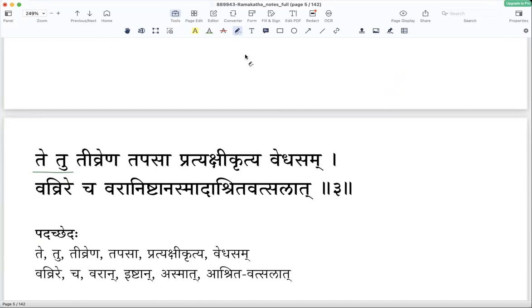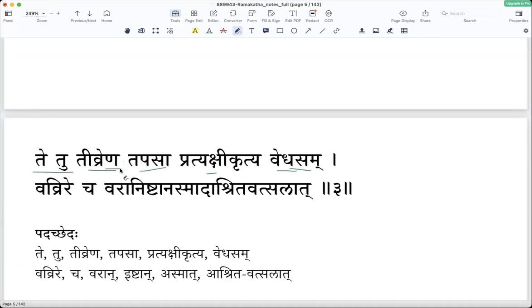Tivrena tapasa, with a great tapas. Tivram is extreme penance, intense penance. Vedhasam pratyakshi kritya. This is also sakarant of pullingaha, just like Vishravas shabda. Tapas is again sakarantaha, but it's an apunsakalinga shabda. So tapasa tivrena. Now, what is this? Which vibhakti is this? Tritiya vibhakti.